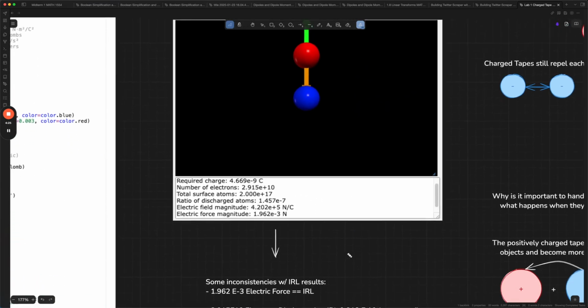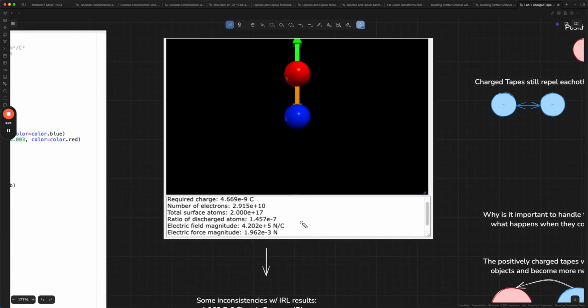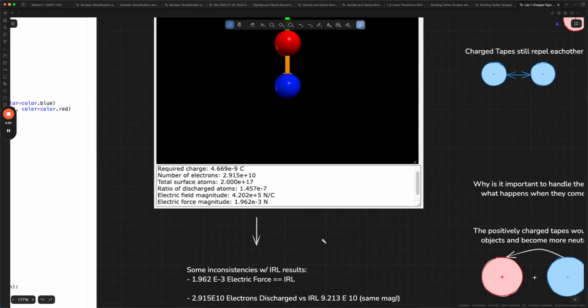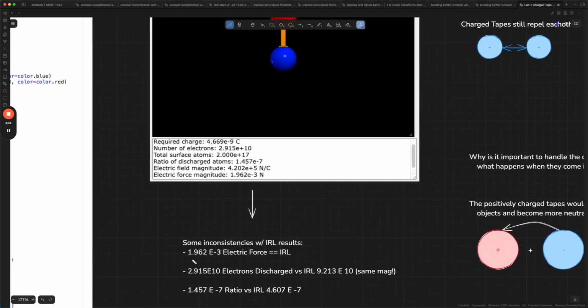And here are our results. The numbers are actually relatively similar between the two. The force is equal. That's likely because the electric force ends up being equal with the force of gravity in both equations. And then there is some inconsistency between electrons discharged, but they're in the same magnitude, which is good enough, I'd say, in this scale. And our electron discharge ratios are also quite similar.